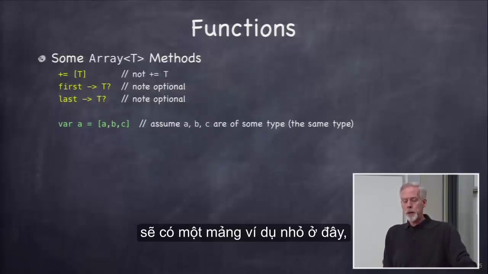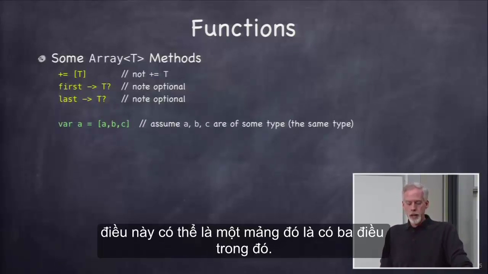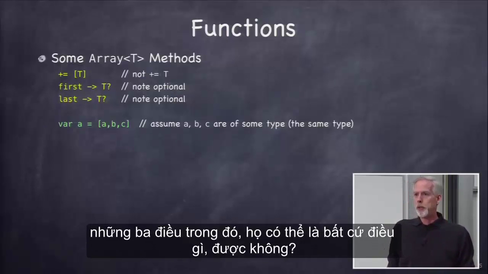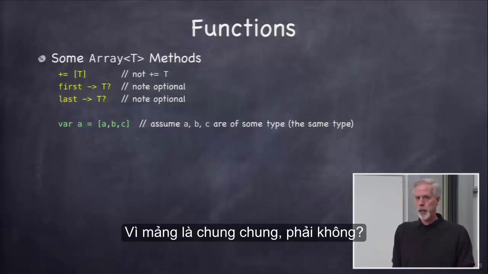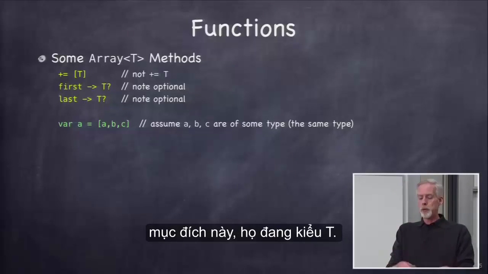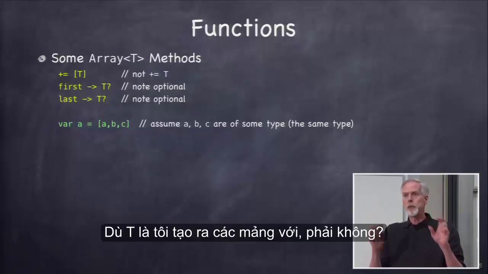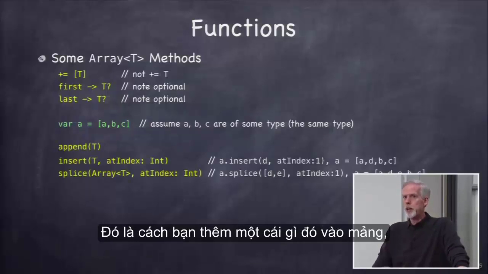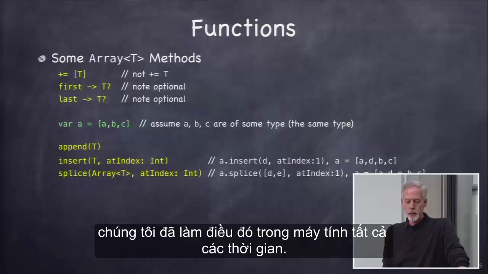So for these next ones, I'm going to have a little example array here. This is going to be an array that's got 3 things in it. I'm not even going to say what the types of those 3 things are. They could be anything, okay? Because Array is generic, right? Array<T>. You can assume for the purposes of this, they're of type T, whatever the T is that I created the array with, right? So let's talk about append. That's how you add something to an array. We did that in the calculator all the time.